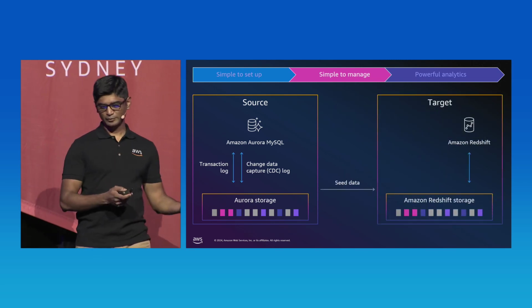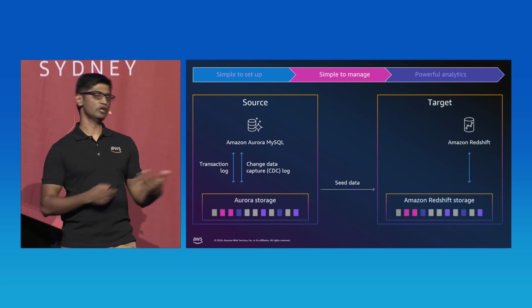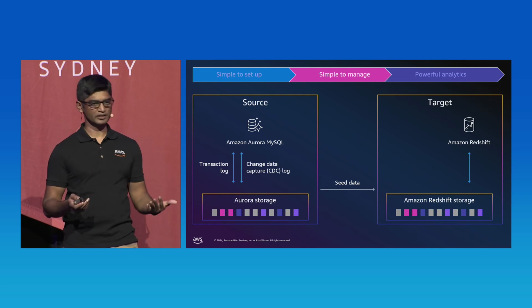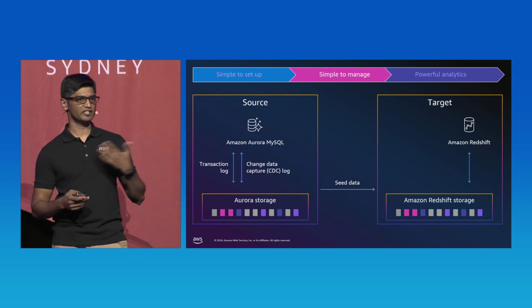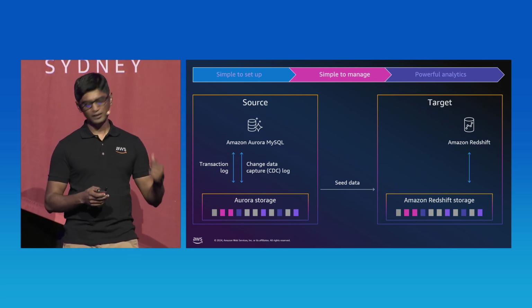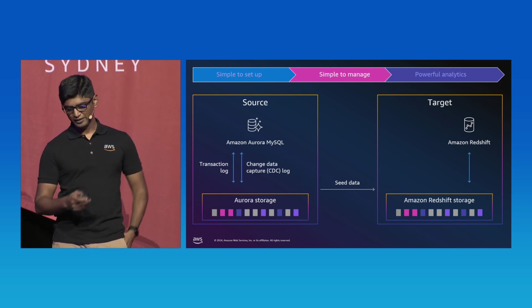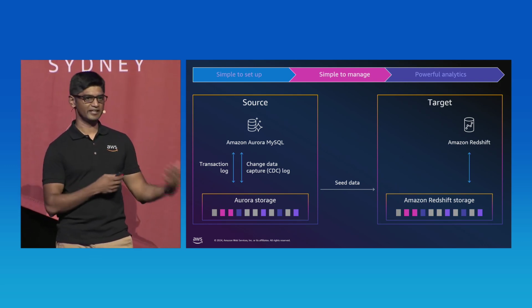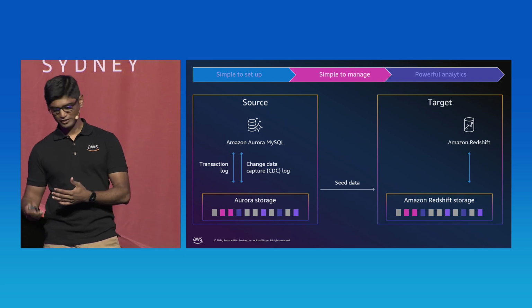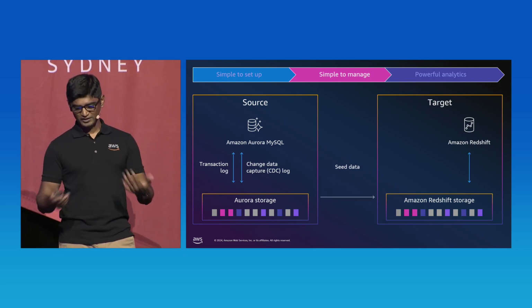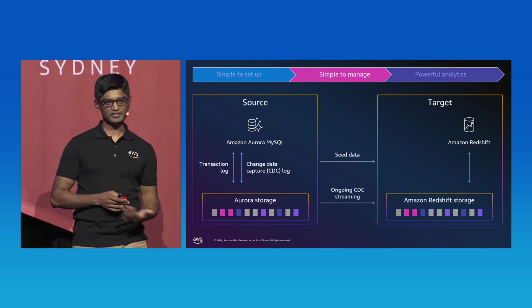So using this enhanced binlog, that's one of the prerequisites if you want to use zero-ETL with Redshift. You just need to have the enhanced binlog turned on. Once you turn it on, we first seed the data, which is basically taking a full copy of the data and then pushing it to Redshift. And once the full data is in Redshift, we do the CDC streaming.